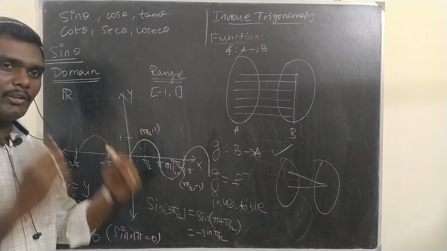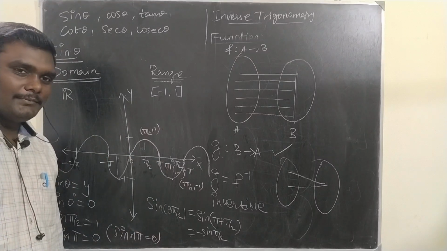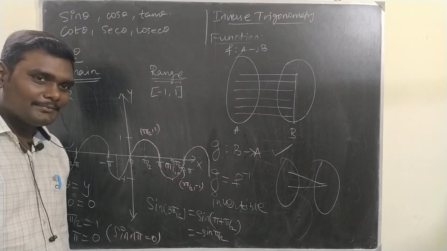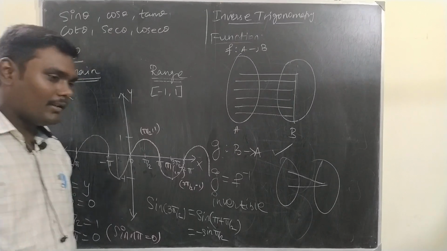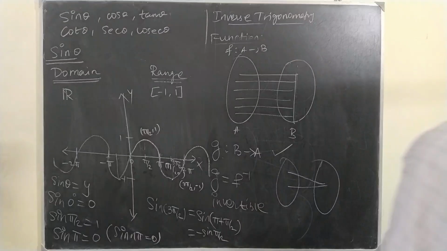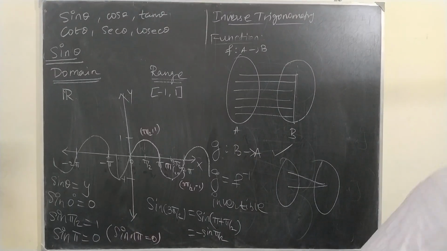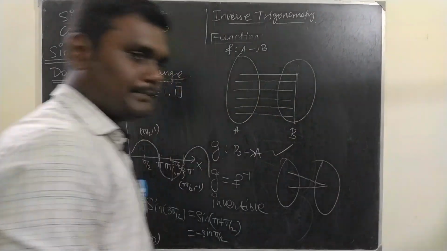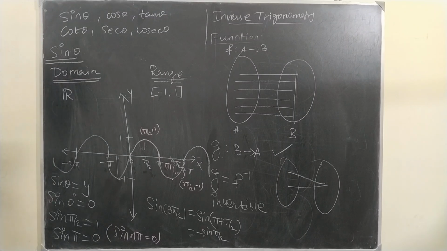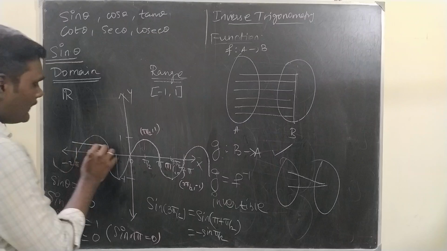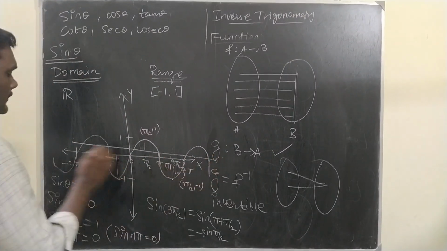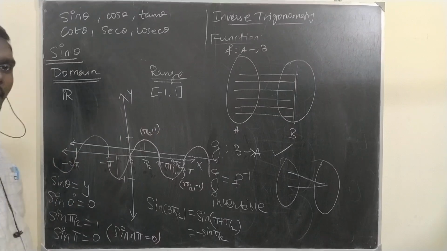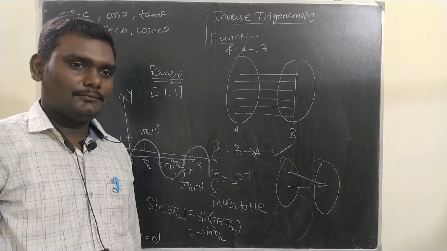There is a way. We'll keep one test. We'll keep a test and we'll find whether it is a 1, 1 function or not. What is that test? It is called the horizontal line test. If we draw a horizontal line, if that intersects more than one point, the function is not 1, 1.